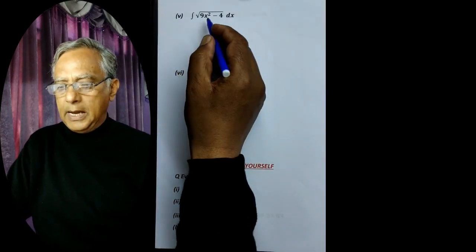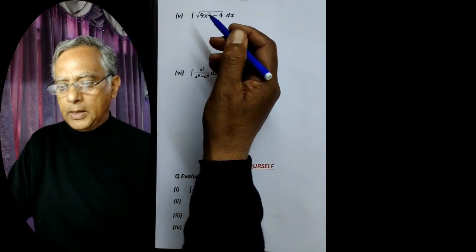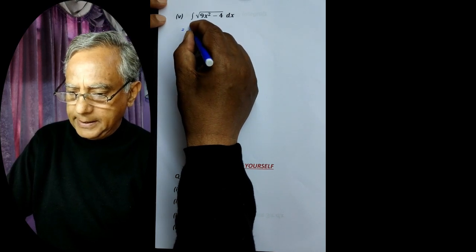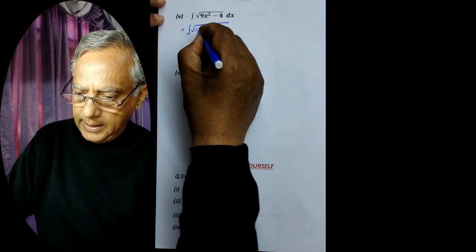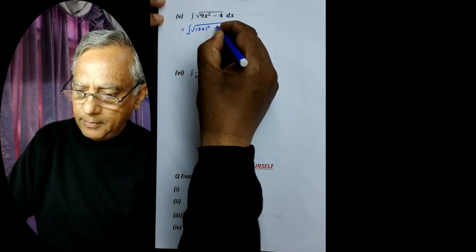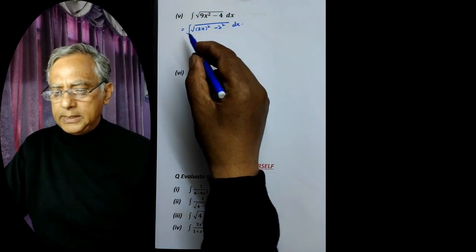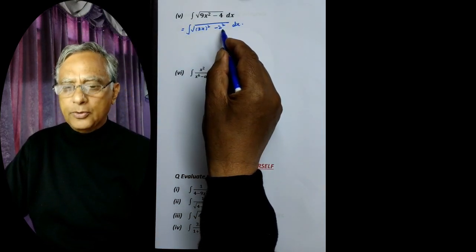Now next is under the root 9x square minus 4. What we do is we write this as integral under the root 3x whole square minus 2 square dx. So this is integral under the root x square minus a square.